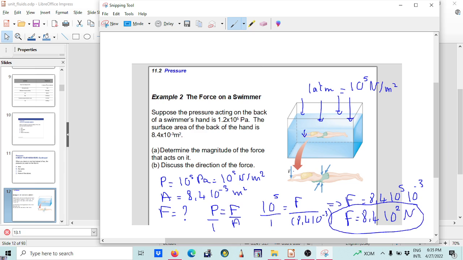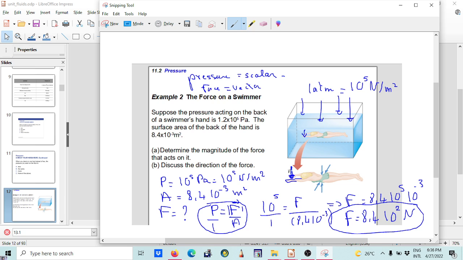So the force is a vector, right? So I should have said that when you are using this equation, the pressure is a scalar, right? But force is a vector. So remember from physics 1, a vector has a magnitude and a direction. So when you are using that equation, you are taking the magnitude of the force, right? But it does have a direction. And the direction is always perpendicular to the surface, right?